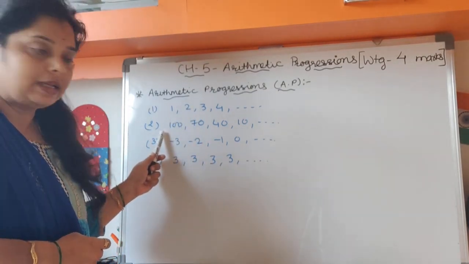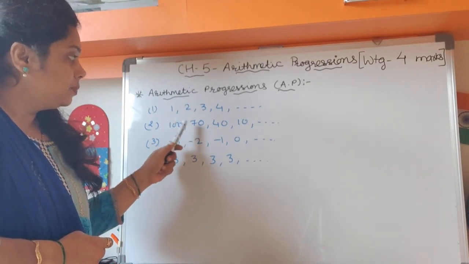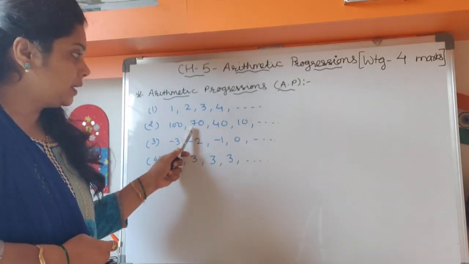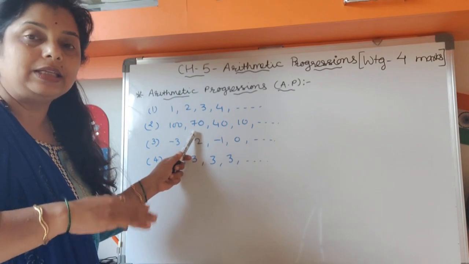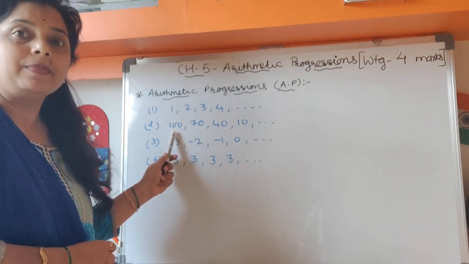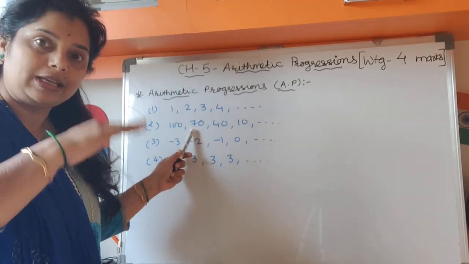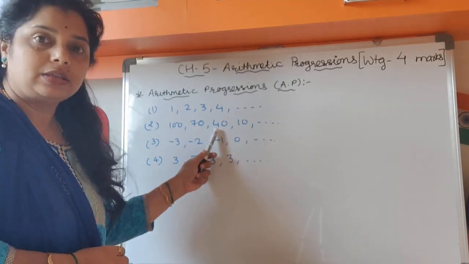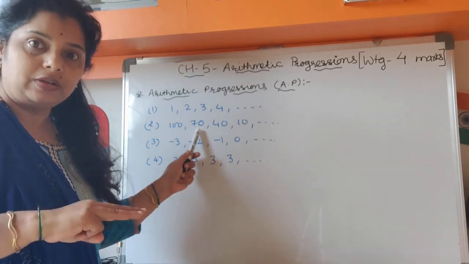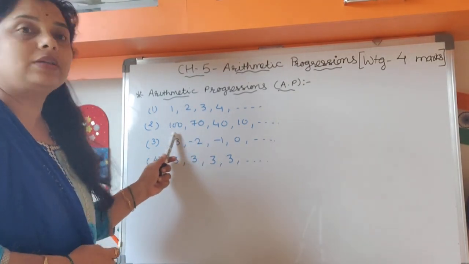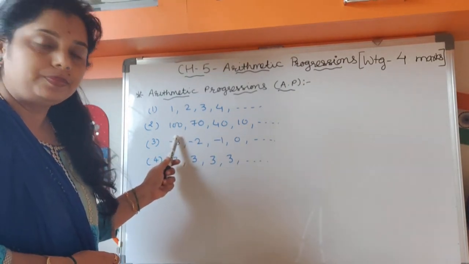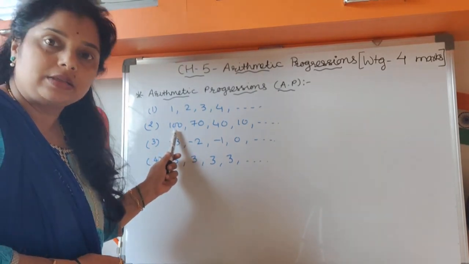Now, for the second example, the succeeding term is 30 less than its preceding term. First term is 100, then second term is 70. So 30 less. Again, the third term is 40. So 30 less than the second term. So here it is 30 less than the preceding term.